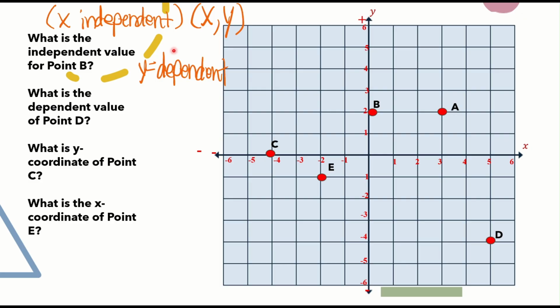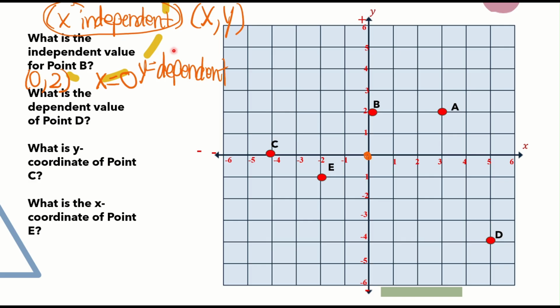What is the independent value for point B? So first we have to know the ordered pair for point B. So we start at my origin. We don't go left or right, but we do go up. So we already know that my x would be 0 and my y would be 2. Independent means x. So in this case, my x value would be 0. So x is equal to 0, or my independent value is equal to 0.